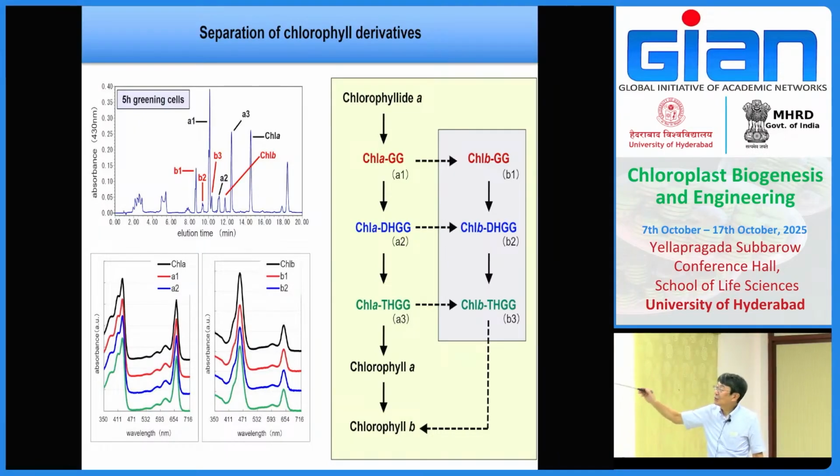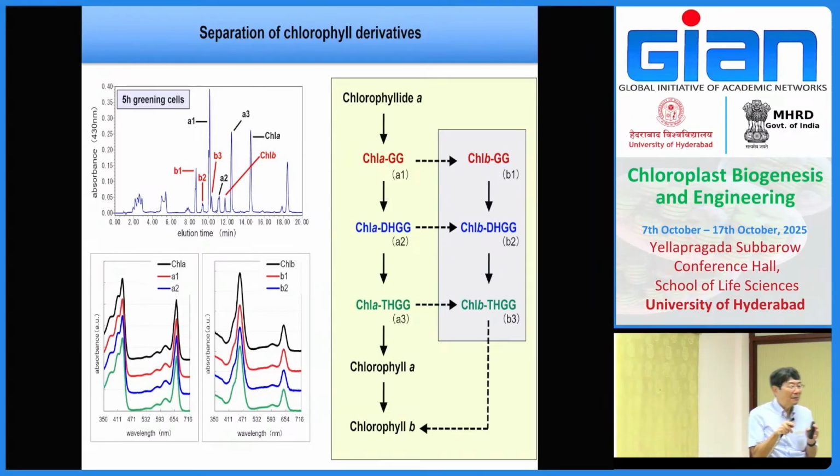Usually in the white type cells, you could detect only a small, negligible amount of this component, so usually we don't care very much. But in a greening experiment, starting from here, a substantial amount of these intermediates or derivatives of chlorophyll A and B accumulate during the greening of the cells. Okay, this happened.